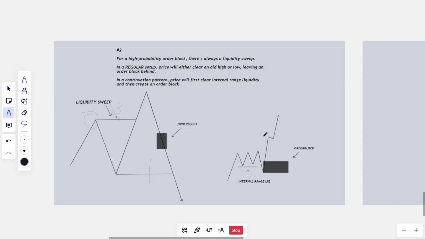And then for a type of continuation pattern, where price is already moving, internal range liquidity will be created. Price will then purge through it, boom, leaving us an order block before price goes higher. And then price will come back, reuse that order block to then push price higher. So that's for number two. For a high probability order block, there will always be a liquidity sweep. For a regular setup, price will either clear an old high or low, leaving an order block behind, or in a continuation pattern, price will first clear the internal range liquidity and then create an order block.